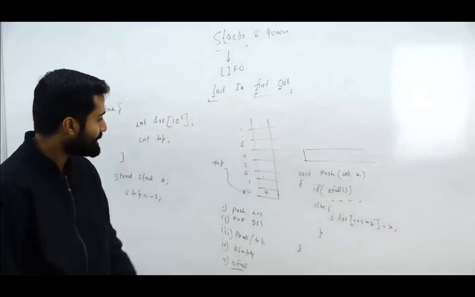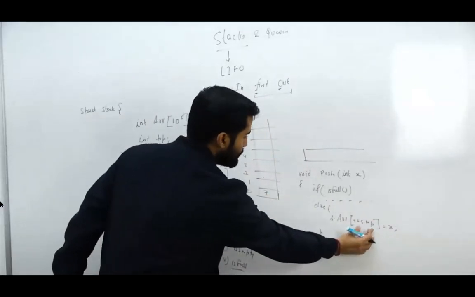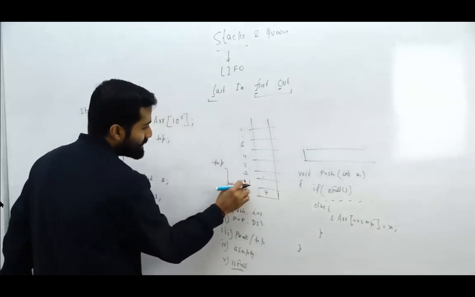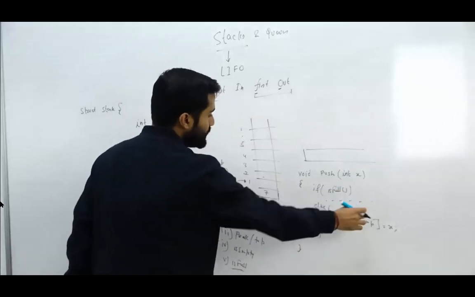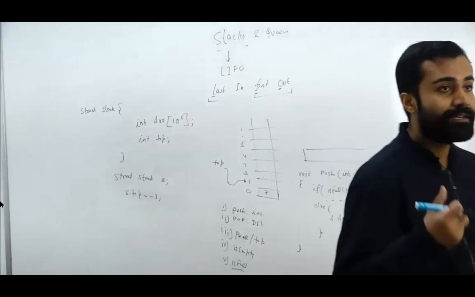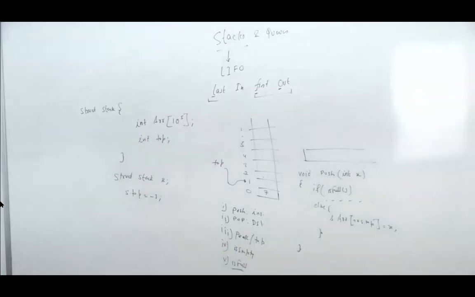In this one line, what you have done is first ++s.top, so your s.top has increased. And then at that slot in the array, you have inserted the desired element. So this can be our code for pushing an element. Is it making sense to all? Yes or no? Yeah.